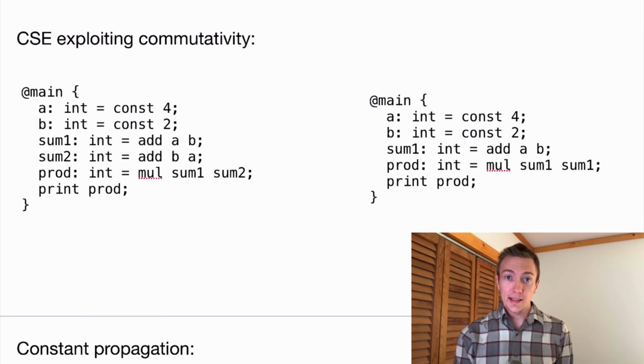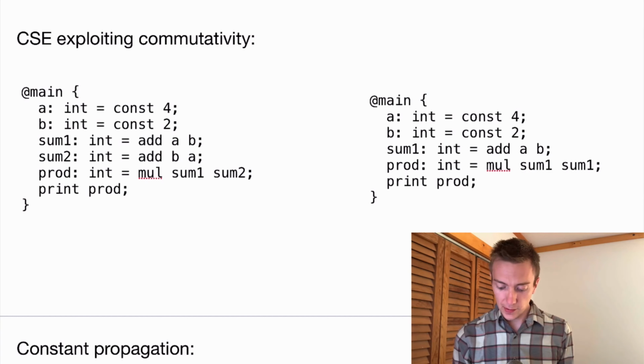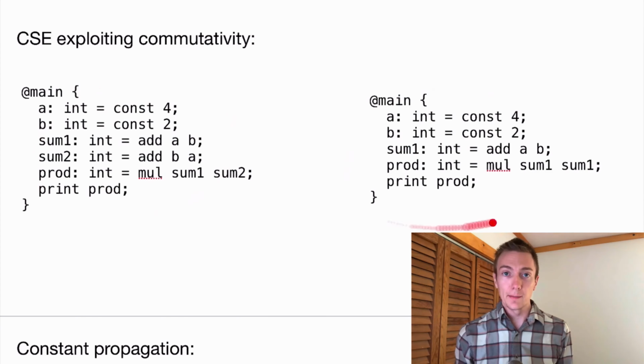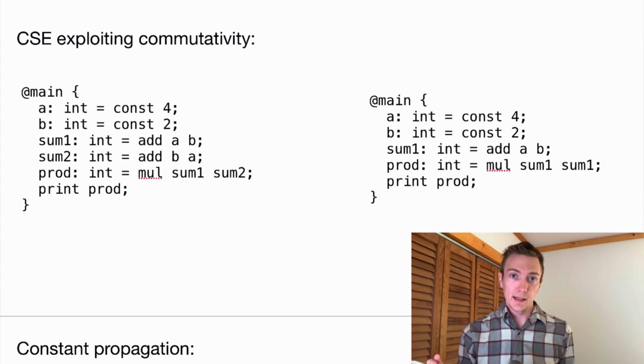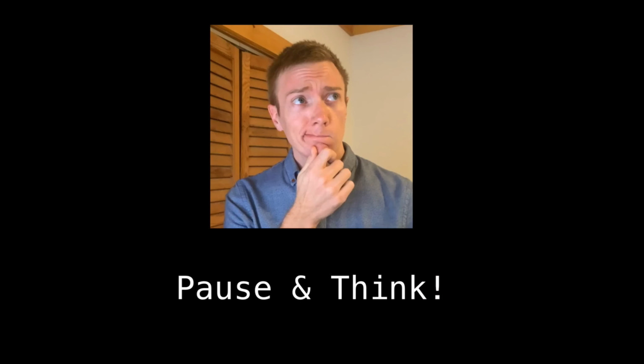I would now like you to think about exactly where you would need to change the LVN algorithm in order to get this behavior. That is, in order to transform this program into this program by just running the LVN algorithm. Where is that one small change where we need to introduce awareness of what the add instruction actually means? Think about it and come up with your answer before you unpause the video.